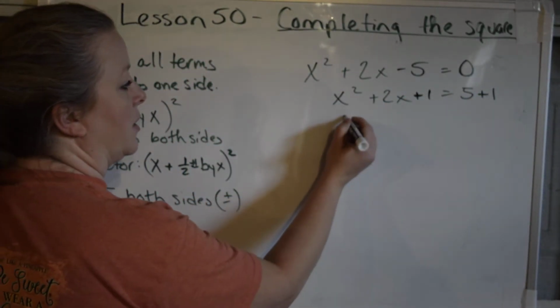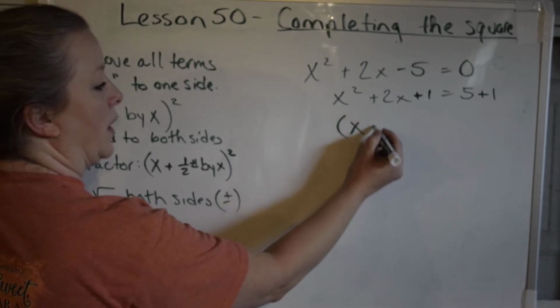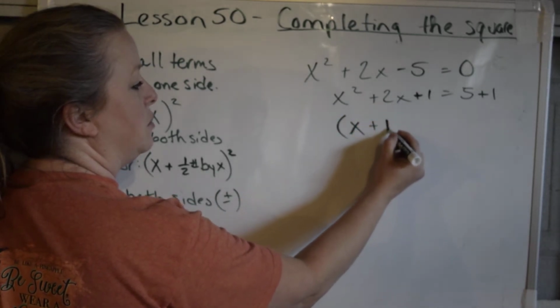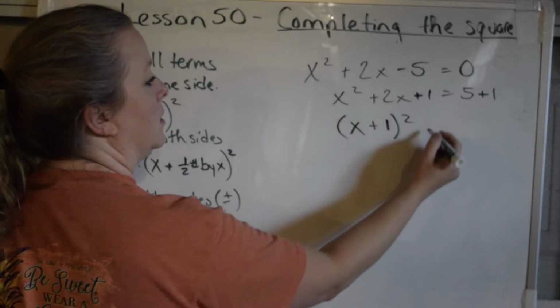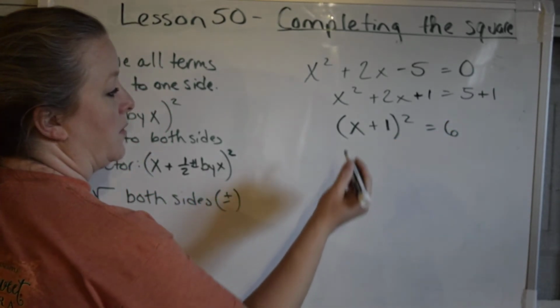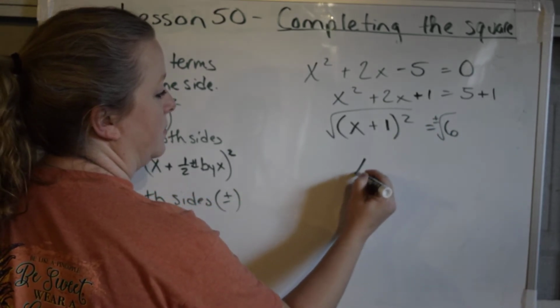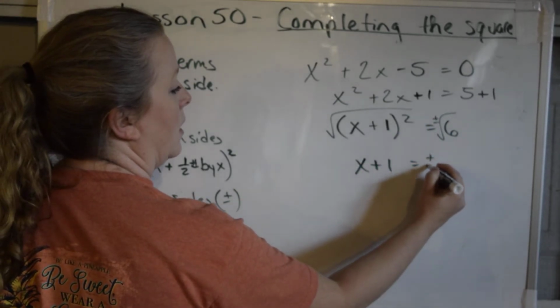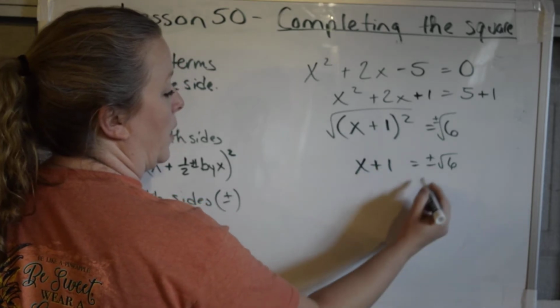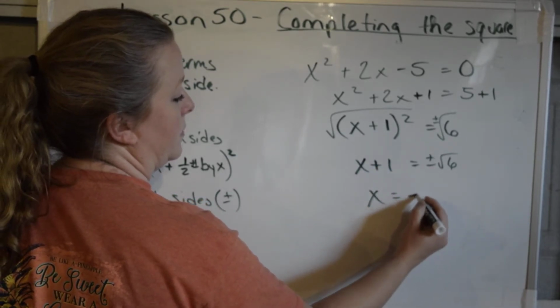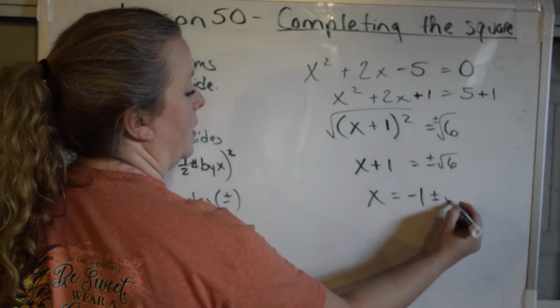Then you factor. Bring down the x, bring down the plus sign, half of 2 is 1, squared. To get rid of the square, you square root. Don't forget the plus or minus. Bring the 1 over, it becomes negative.